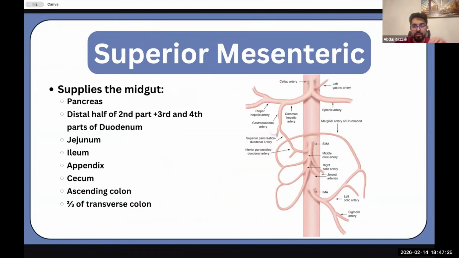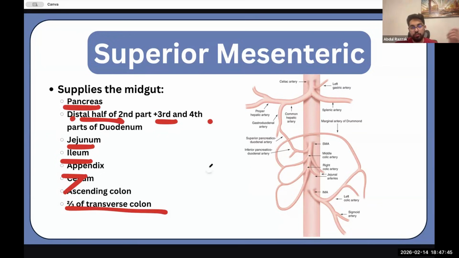طيب, superior mesenteric. The superior mesenteric artery is the second branch of the aorta. It goes at the level of L1. It supplies the pancreas as well, just like the celiac. It also gives blood supply to the distal half of the second part, third and fourth part of the duodenum, jejunum and ileum, appendix, cecum, ascending colon, and the 2/3 of the transverse colon. So basically all the organs of the midgut.